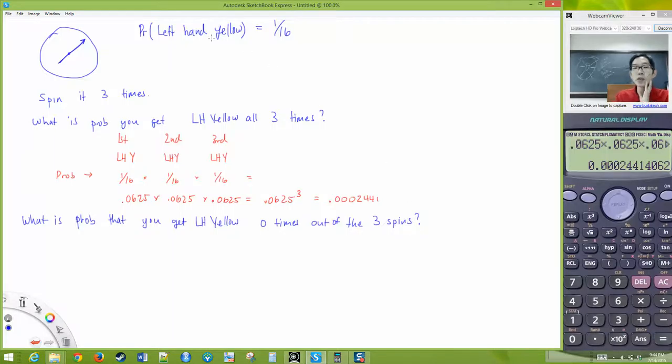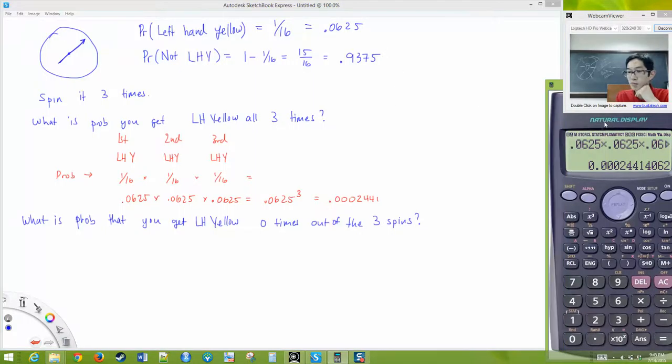Well, if the probability of getting left-hand yellow is 1 out of 16, or 0.0625, what's the probability of not getting left-hand yellow? Yeah, so the probability of not getting left-hand yellow will be 1 minus 1/16, which is 15 out of 16, or 0.9375. Is that good?